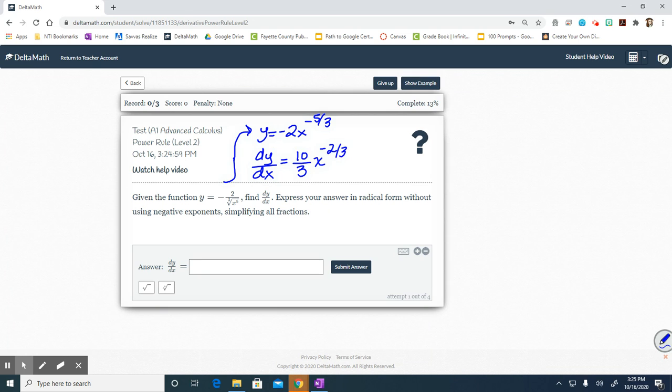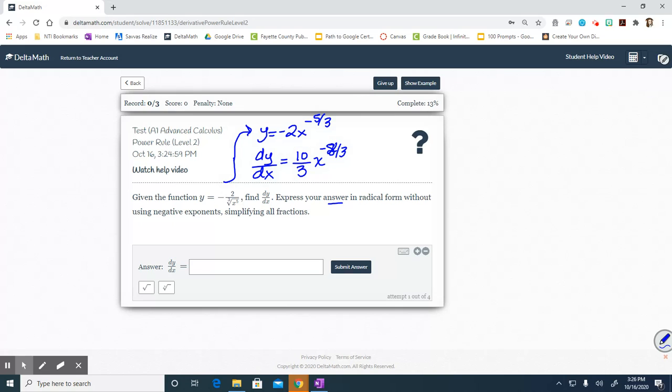I'm just double checking my math. Negative 2 times negative 5/3 is 10/3. And negative, I subtracted incorrectly. Yes, negative 5/3 minus 1 is negative 8/3.